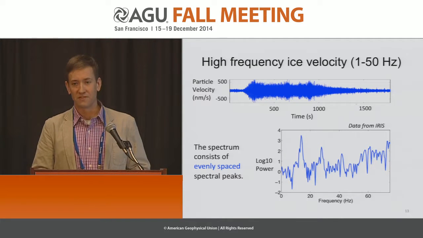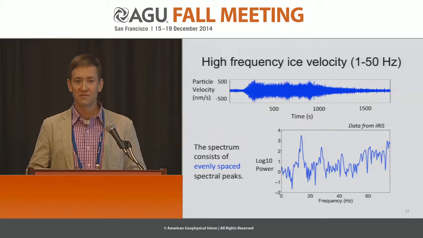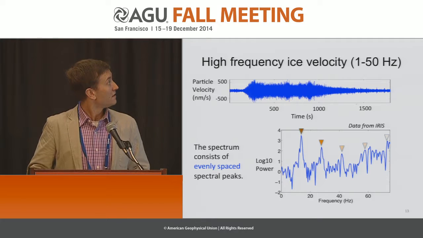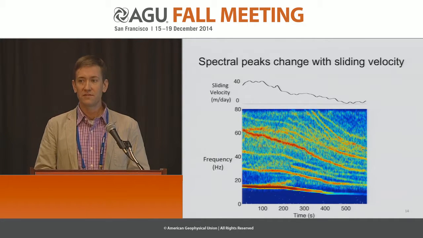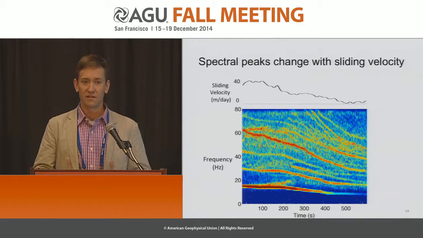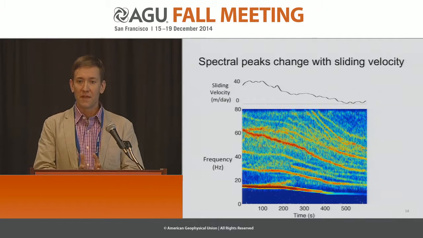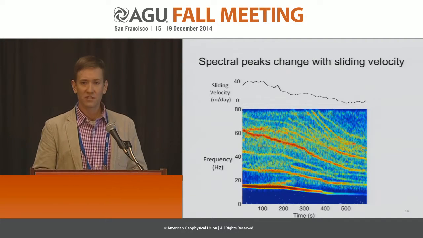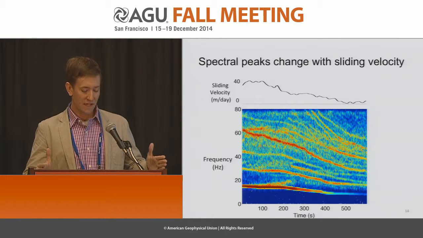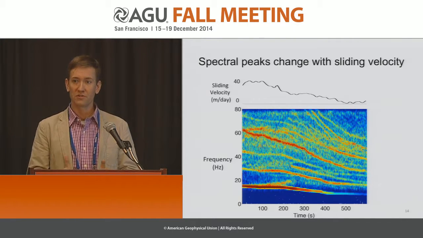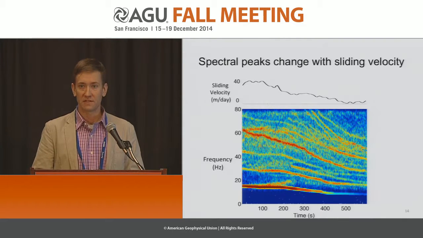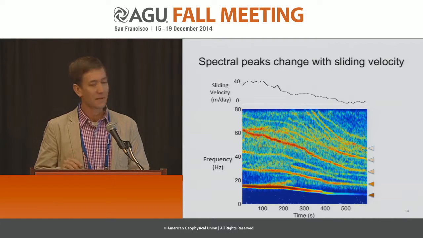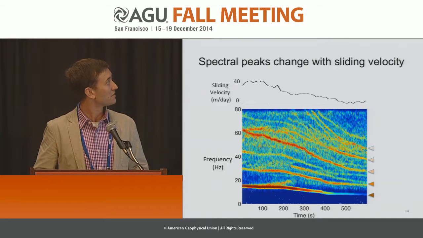The spectrum of this signal is characterized by these very regularly spaced spectral peaks. I've marked them there with triangles. And what's more is that these spectral peaks, they accordion. They always remain evenly spaced, but they shift to higher frequencies and have a greater spacing when the ice velocity is faster. And they shift to lower frequencies and become more closely spaced when the ice velocity is slower. So it's kind of like an accordion. Again, these are the same spectral peaks. I'm just showing the time evolution from the previous slide.